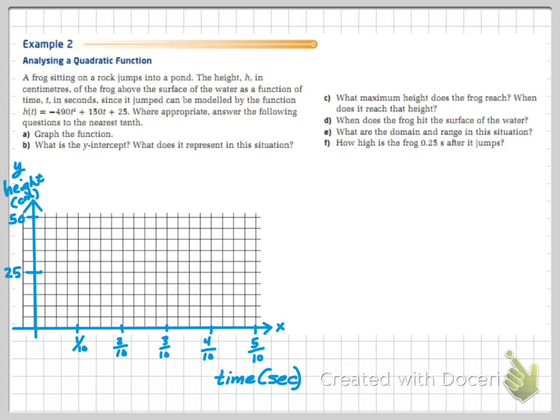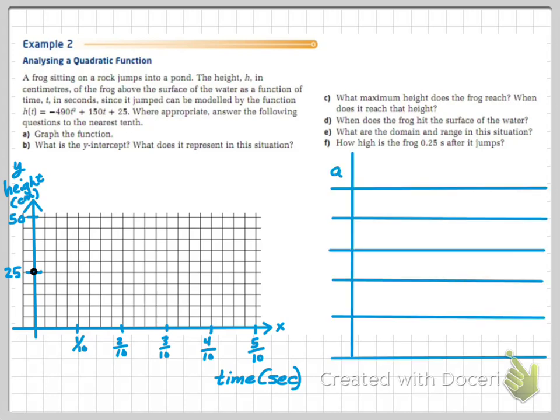The height now is going to go 0 to 25 to 50. And if you plug some of these values into your calculator, you can trace along your graph and start plotting some points. And then from there you can draw the curve. Then we have A, graph the function. There we go, see the graph.